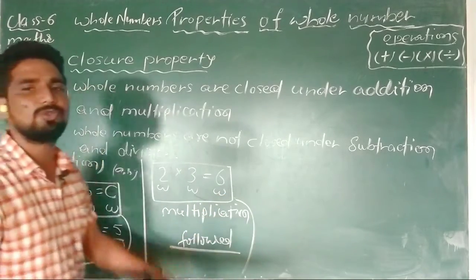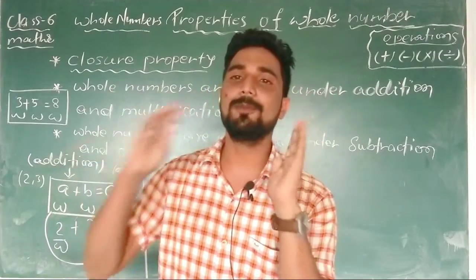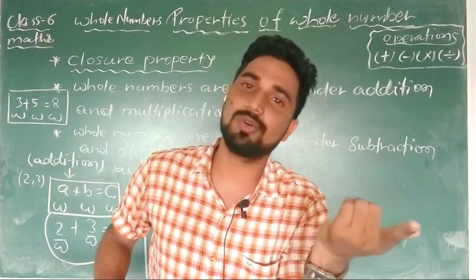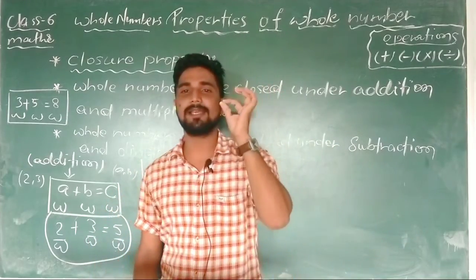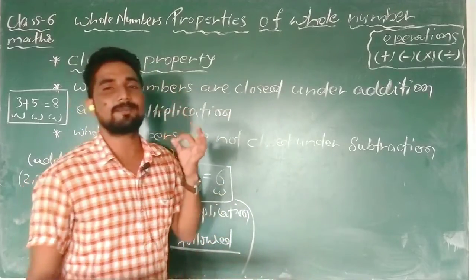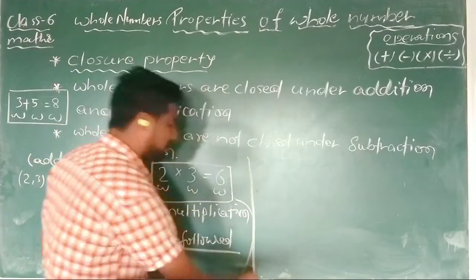You can take any two numbers, you can take 10 and 20. 10 is a whole number, 20 is a whole number. If you multiply 10 and 20, the answer will come 200, and 200 is also a whole number. So whenever you multiply any two whole numbers and you get an answer as a whole number, this is the closure property under multiplication, and it is followed for multiplication also.